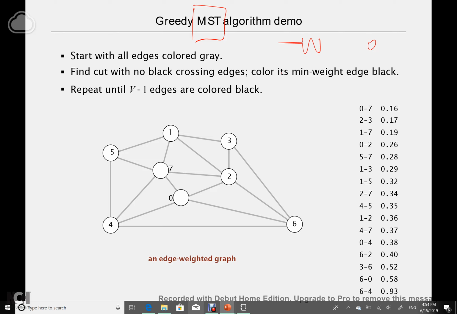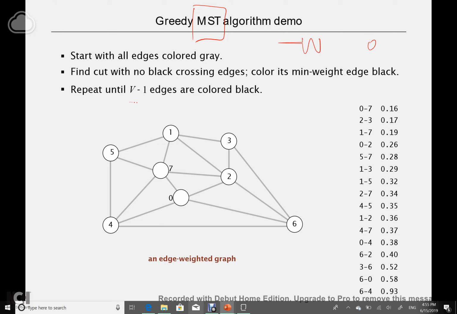And so now let's take a look at the greedy minimum spanning tree algorithm demo. You may find this solution is maybe of the same nature as one of the algorithms we talk about later. Start with all the edges colored gray. Find a cut with no black cross edges. Color its minimum weight edge black.